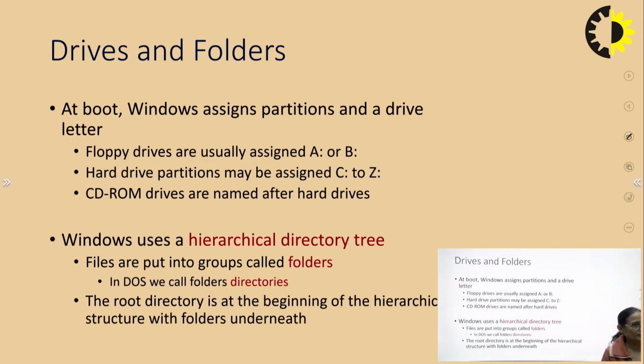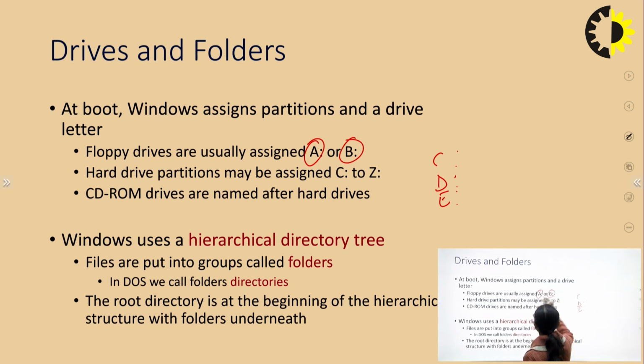At boot, Windows assigns partitions a drive letter, that is your C drive, your D drive, your E drive, etc. Nowadays we don't use floppy drives, but when floppy drives were common, the naming convention for them was A or B. That is why you never see these two names when you give a partition name to a drive, and it always starts with C. That is for hard drive partitions. The naming convention says that you can go from C to Z.